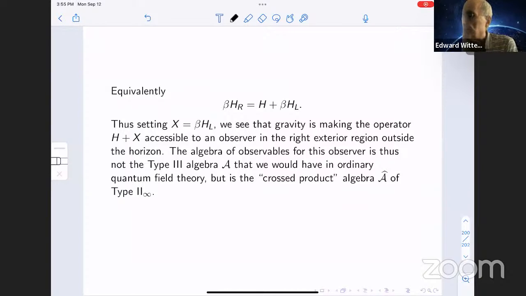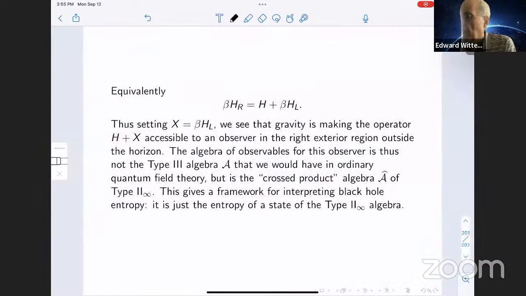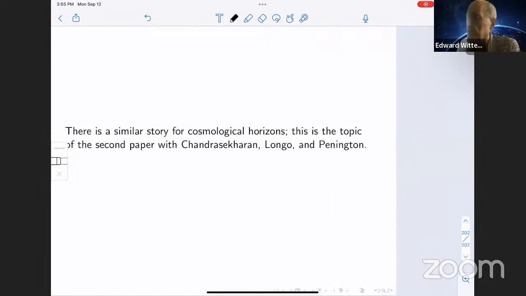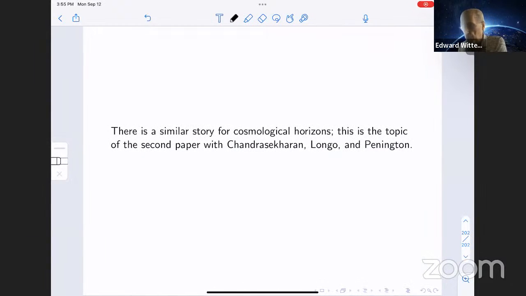As a result, the algebra of observables for this observer is not the type 3 algebra A that you'd have in ordinary quantum field theory, but is the cross product algebra A hat of type 2 infinity. That gives a framework for interpreting black hole entropy. It's just the entropy of a state of the type 2 infinity algebra. There's a similar story for cosmological horizons. That's the topic of the second paper that I mentioned at the beginning, but I won't talk about it now.